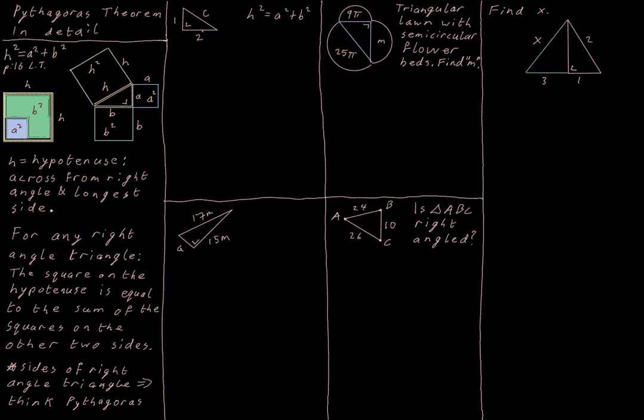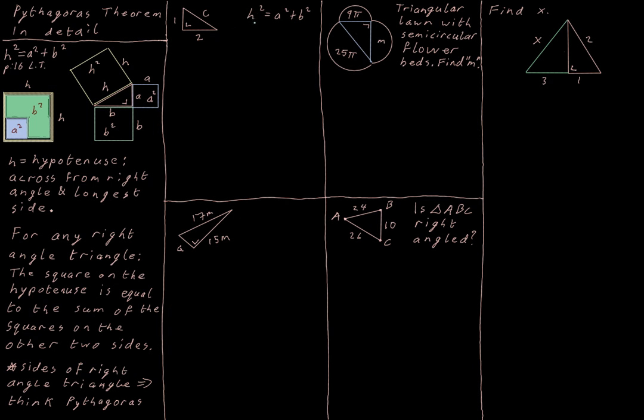And I say, well, what side is going to be h? Because that's a big important thing. The other two sides are interchangeable, because I could have a squared plus b squared or b squared plus a squared. It would work out to be the same number. So the order of a and b don't matter, but h very much does.